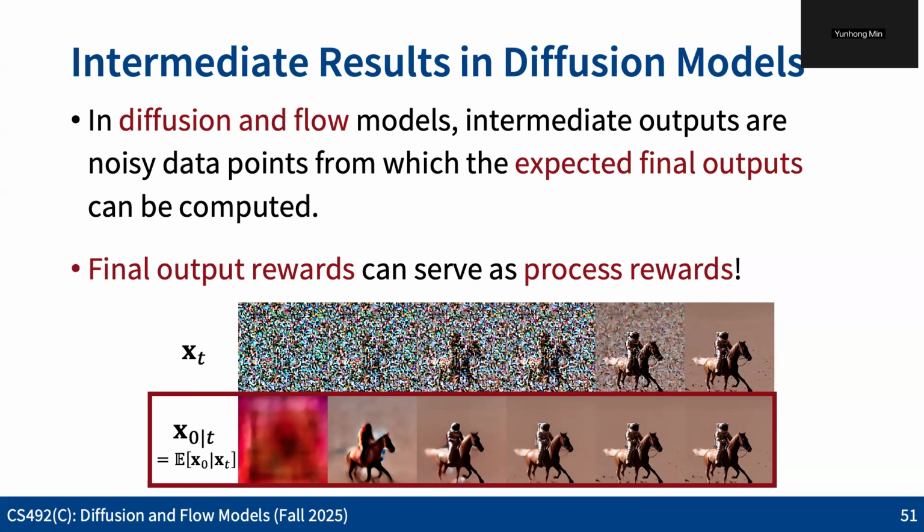In the LLM, the process reward should be something that we can really define with some kind of partial observation. But for the diffusion and the flow model, the way that we define the process reward can actually be different. We can consider any reward function that we compute for the final output as a kind of process reward, because we can already use Tweedie's formula to compute the expected final outputs.